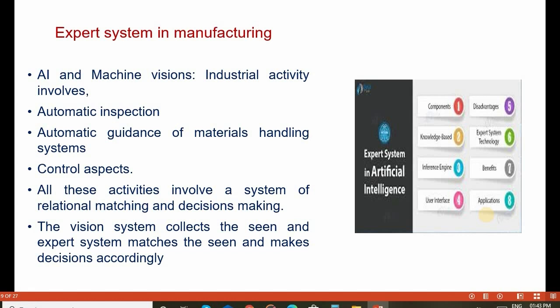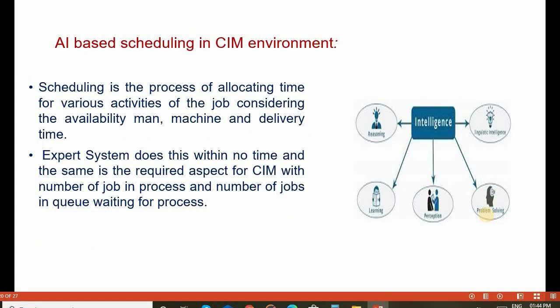It also controls various aspects in manufacturing systems. All these activities involve a system of relational matching and decision making. The vision system collects the scene, and the expert system matches the scene and makes the decisions accordingly, so that both aspects and parameters are matched using the knowledge based expert systems.